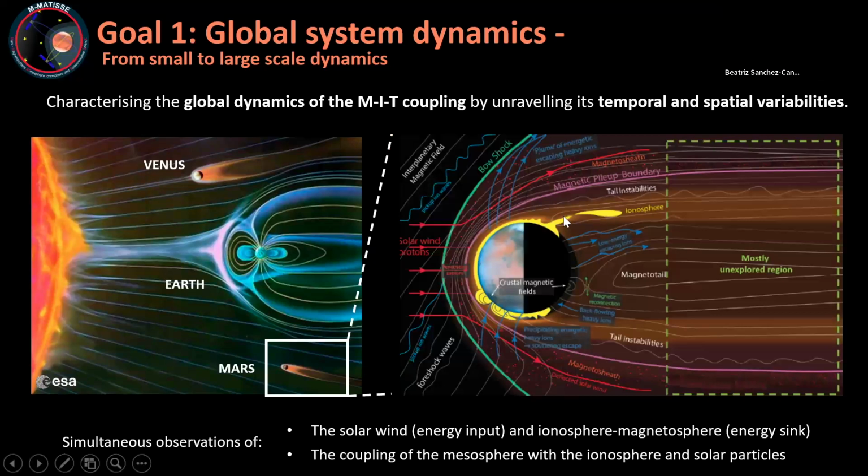So in yellow, you have the ionosphere, and then in pink the magnetic pile-up boundary, which is the equivalent to the magnetopause at Earth. And then in green, you have the bow shock, which is the first boundary. And then all the arrows and everything. So there are different processes that we know are happening, but we don't know their scales. We don't know their evolution with time. And this is the key for us to understand.